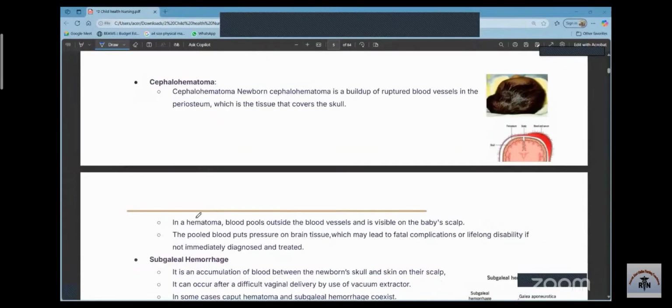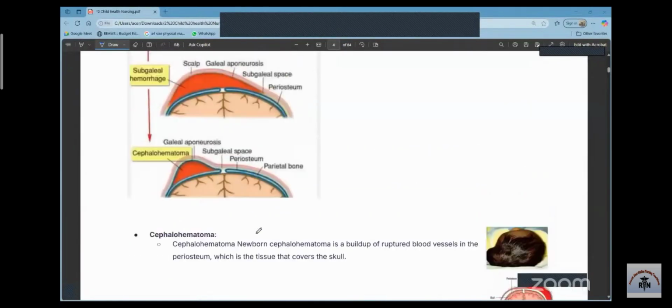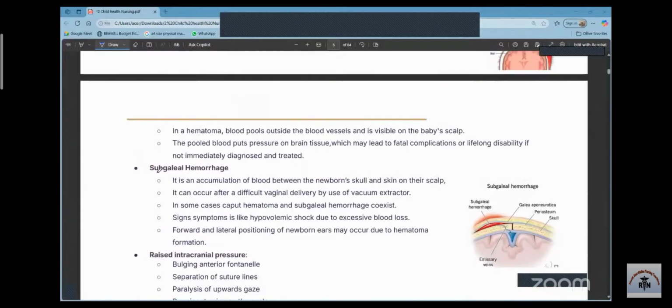In a hematoma, the blood pools outside the blood vessel and is visible on the baby's scalp. The pooled blood puts pressure on the brain tissue, which can lead to fatal complications or lifelong disability if not immediately diagnosed and treated. However, this is not treated on its own, it will get resolved. We just have to see whether the condition of the baby will worsen or not. Then coming to something called subgaleal.